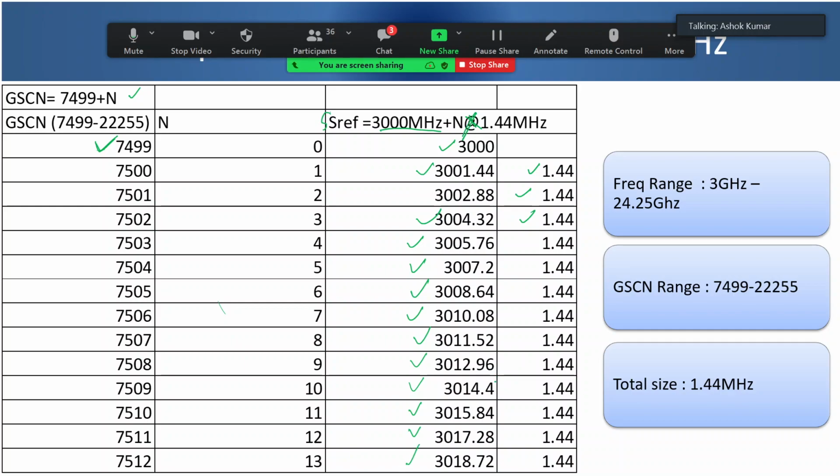The calculation goes very long, up to 22255. So I am just showing a few so that you are aware of it.